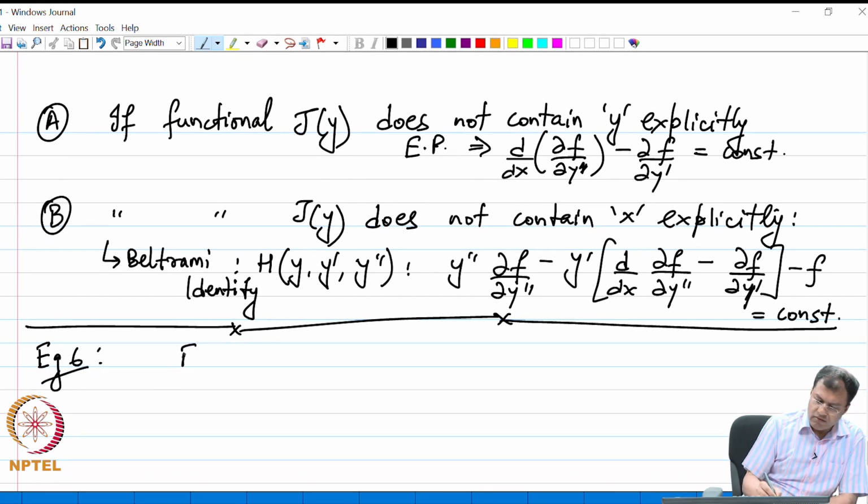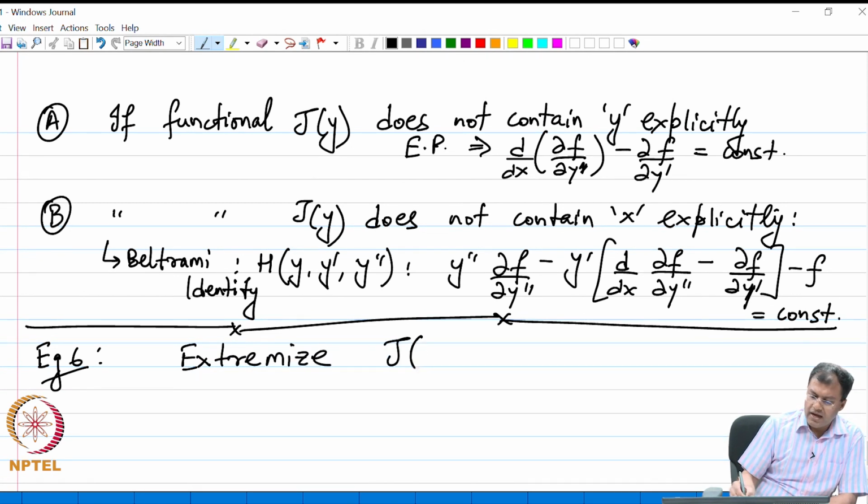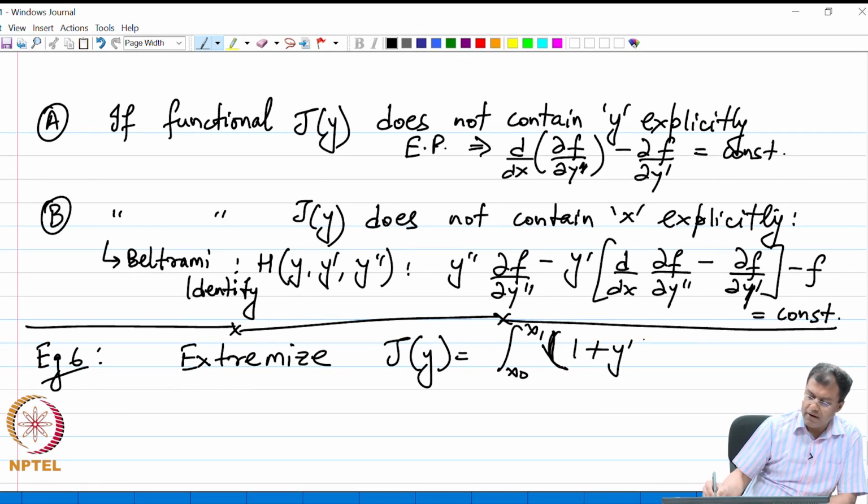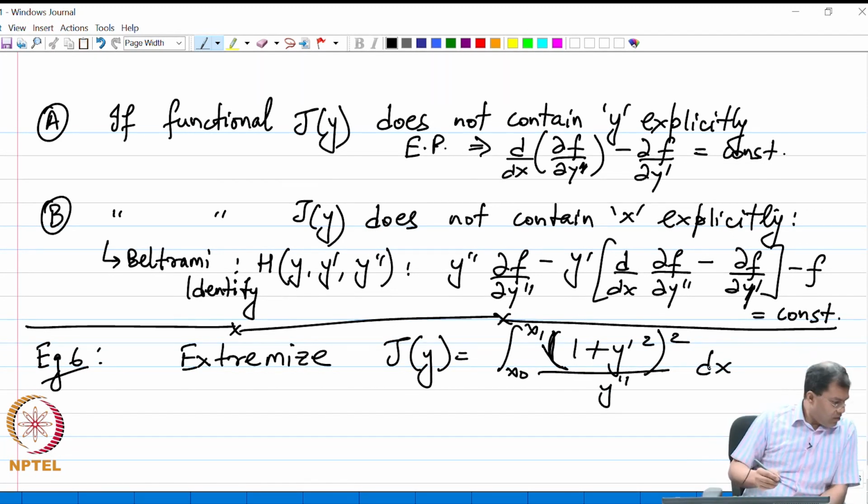Let us extremize this functional. So, I have J of y is equal to the integral from x0 to x1 of (1 plus y prime square) whole square divided by y double prime dx. We see that we do not have an explicit dependence on y in this particular integrand, so it falls under case scenario A.